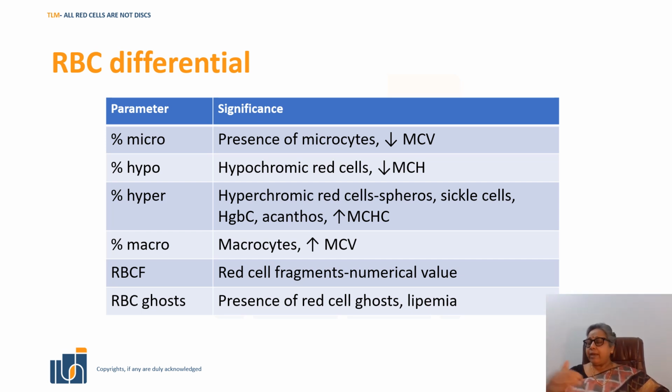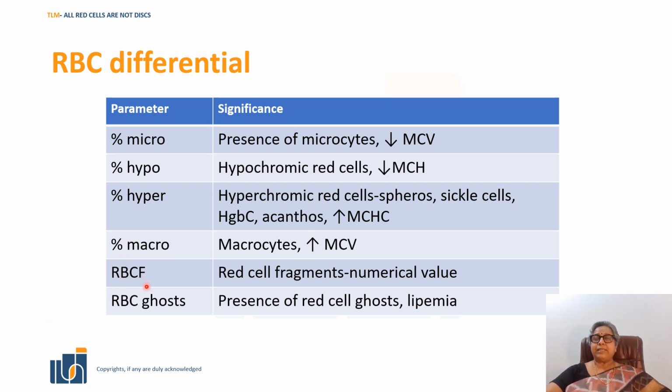Here again, when you have the RBC differential, percentage micro, so microcytes are there, so decreased MCV. Hypochromic cells, decreased MCH. Hyperchromic red cells, spherocytes, sickle cells, hemoglobin C, acanthocytes, there will be an increased MCHC. Percentage of macro, there will be an increased MCV.